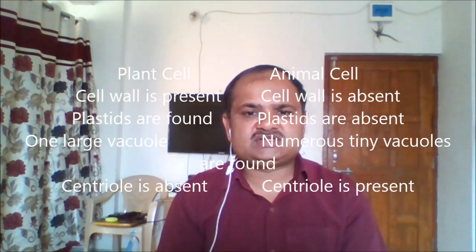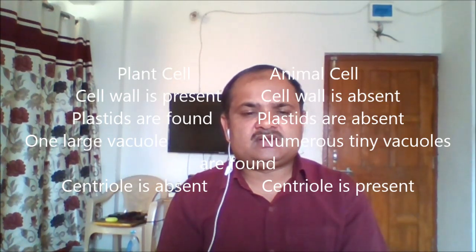Glycosomes contain important enzymes, and the structure of glycosomes is similar to peroxisomes. So now let us see the difference between plant cell and animal cell. In plant cells, the cell wall is present. In animal cells, the cell wall is absent.